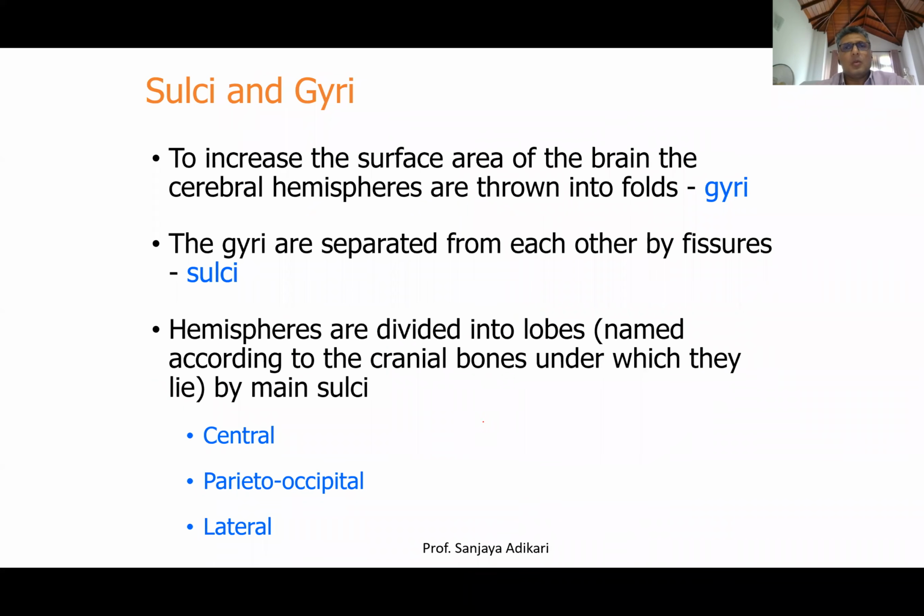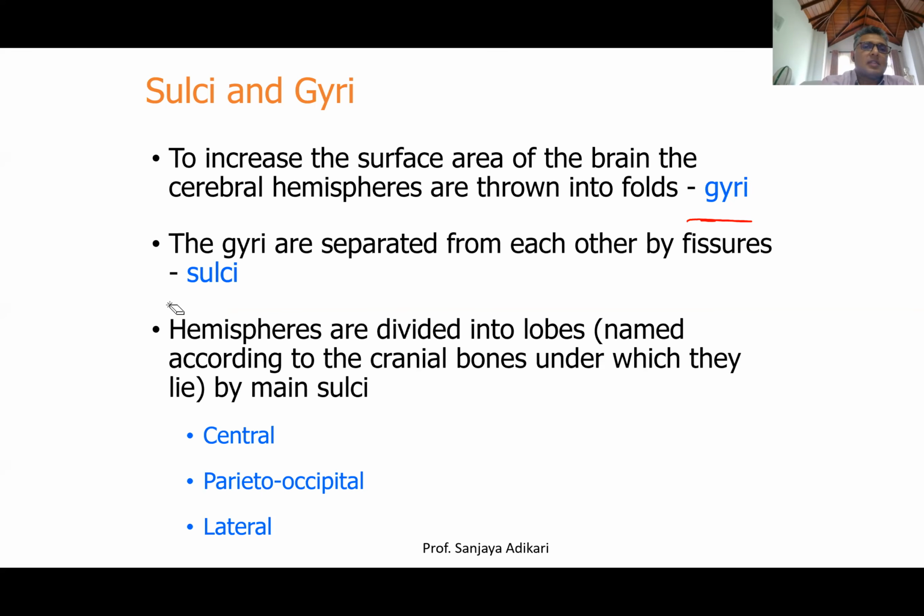Then, to increase the surface area of the cerebral hemispheres, it has been thrown into folds like this to increase the surface area of it. Then these elevations are called gyri, and these depressions or grooves are called sulci. So there are gyri and sulci, one after the other.